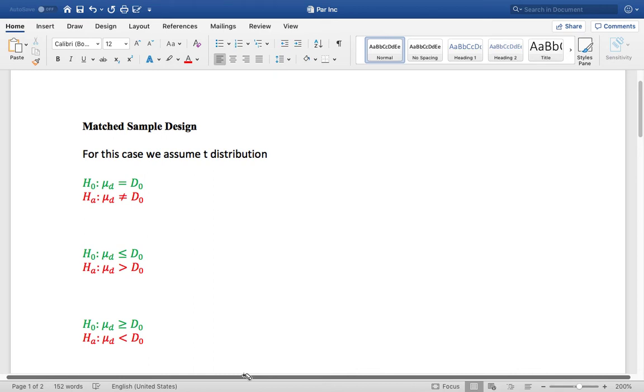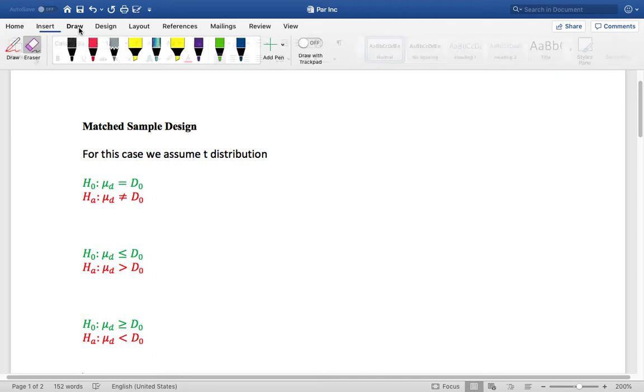So for the matched pairs design, or the matched sample design, it's the same thing. What do we have? Let's summarize what we have for the hypotheses testing. We can see that we've got three different scenarios which look very, very similar to the scenarios we've had before. And hopefully you're beginning to see that these scenarios are looking very similar. So we can actually draw out this scenario.